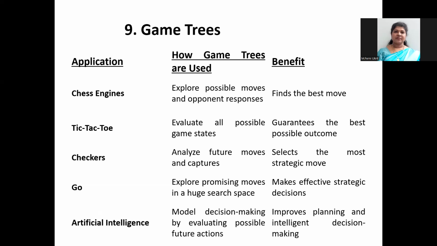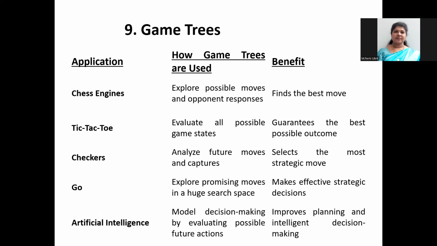Then tic-tac-toe, everyone knows the game X and O. So once X and O, that is based upon the condition. These also follow a tree technique only, and it guarantees the best possible outcome. Similarly, checkers. Checkers also make all possible moves and predict the future moves using a game tree only. So this will capture the opponent's piece and it will move to a safer position. And the benefit will be it selects the most strategic move.